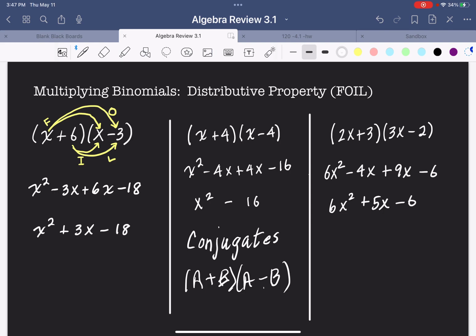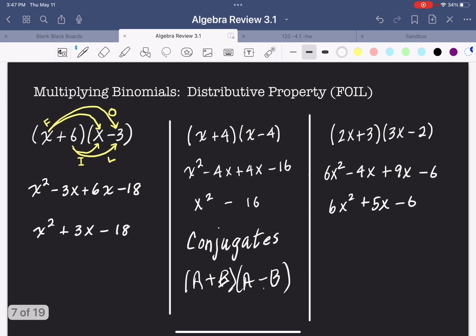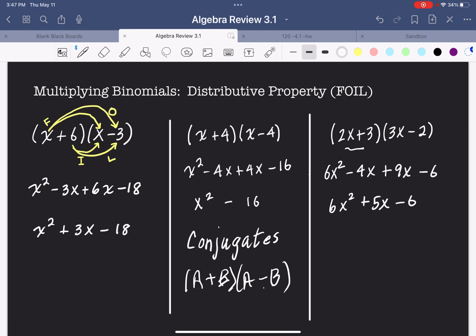And our last example of multiplying binomials is 2x plus 3 times 3x minus 2. So the first two is 6x squared, the outer 2 minus 4x, the inner 2 plus 9x, and the last 2 minus 6. Combining like terms, 6x squared plus 5x minus 6.